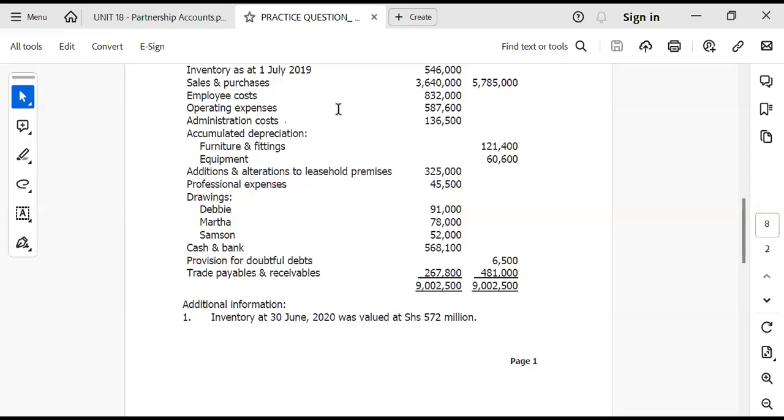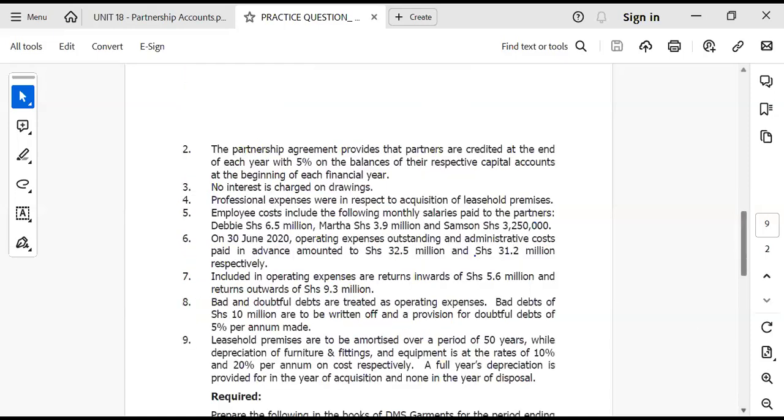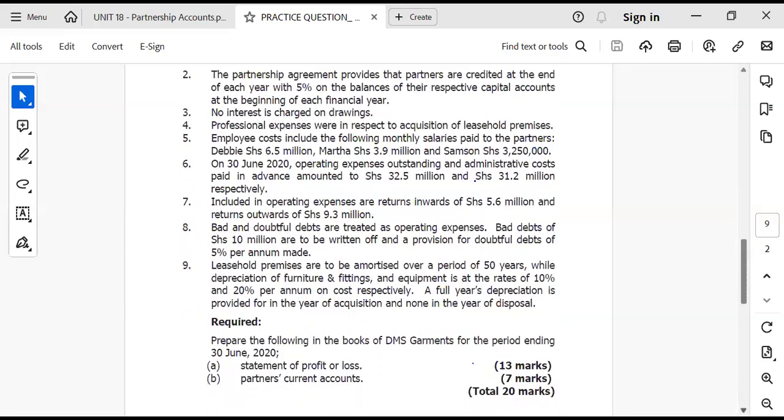So moving on, we now look at our depreciation. We have looked at admin costs. We have looked at provision for doubtful debts. I believe we can now depreciate. So they told us in the notes, leasehold is to be amortized for 50 years. Furniture and fittings, 10%, and equipment is at 20% on cost, respectively.